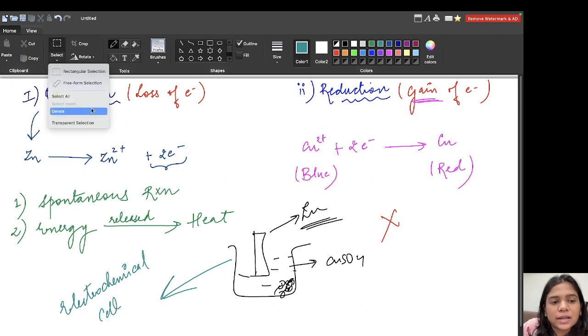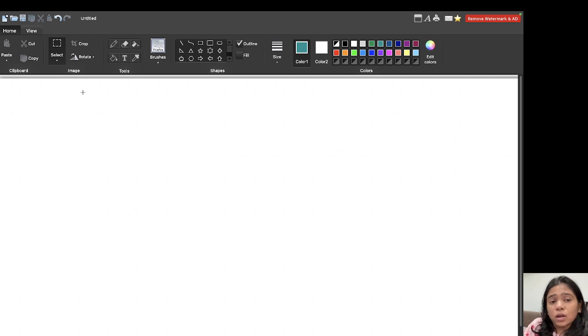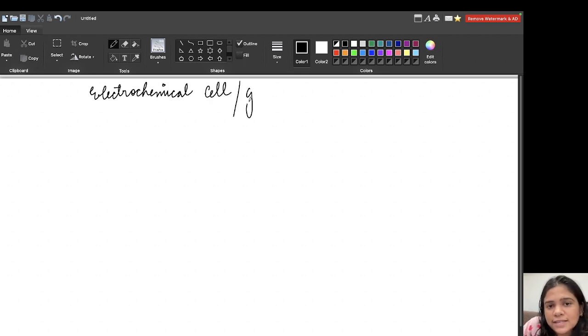Now we'll study the electrochemical cell: why this electrochemical cell was discovered, what all names it has, and how it actually works. So we are studying the electrochemical cell, which is also called a galvanic cell or voltaic cell.